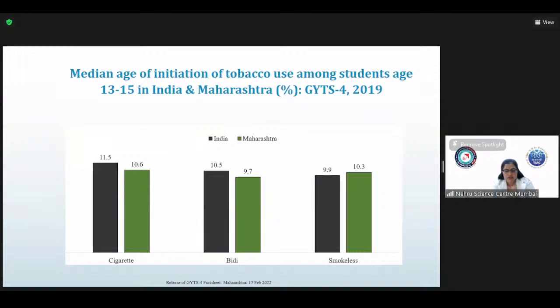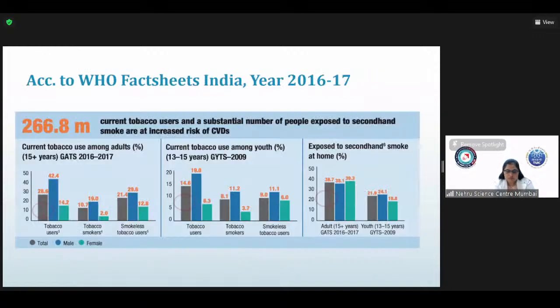Now, at which age is tobacco usage started in India? It was started at 11.5 years for cigarette, 10.5 years for the bidi, and at 9.9 years for smokeless tobacco, generally in India, entire India. According to WHO fact sheets, in India, 15% of youth are using tobacco and 39% are exposed to second-hand smoke.